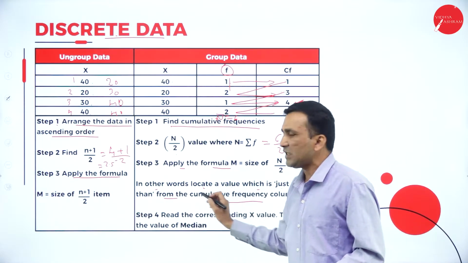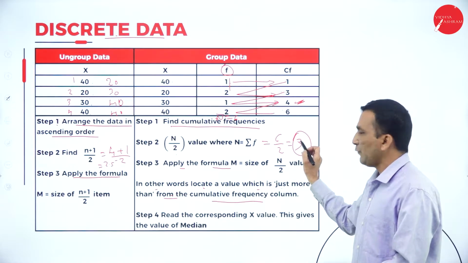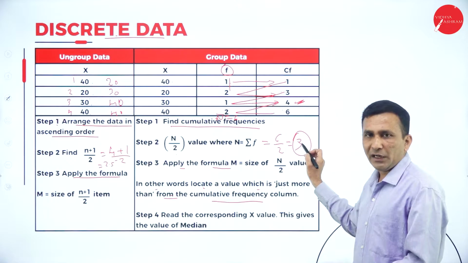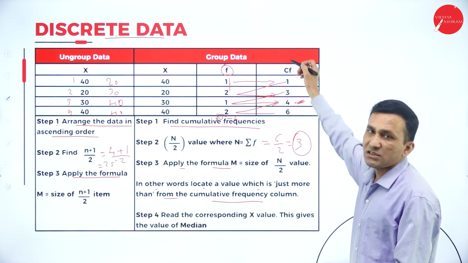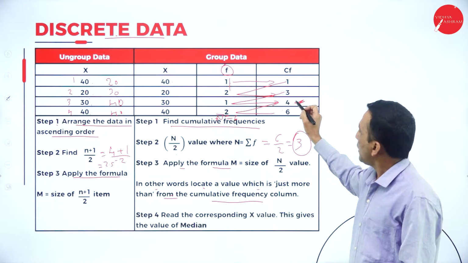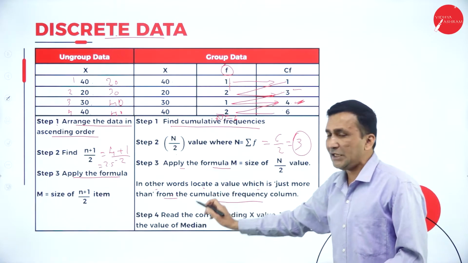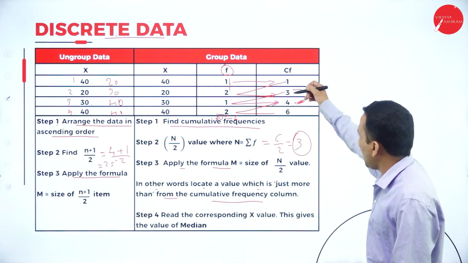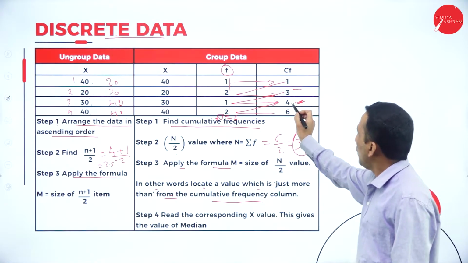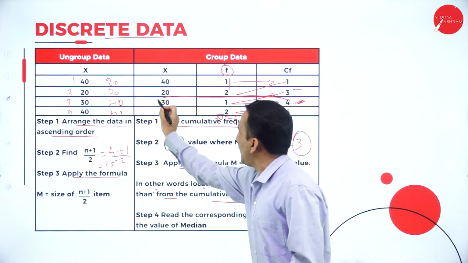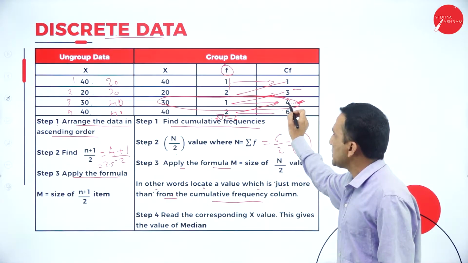But this condition is very clear. After calculating N by 2, whatever value you get, you have to look for a value more than that in the cumulative frequency. From the series of cumulative frequency, I could take 3, but the condition is not fulfilled. For that reason, I want to take the next value, 4. Okay, so when the 4 is identified, just underline it.